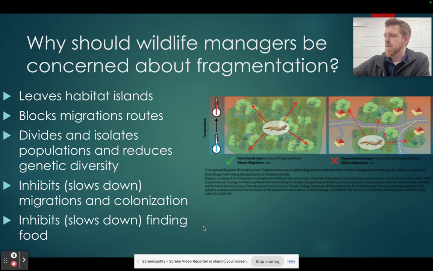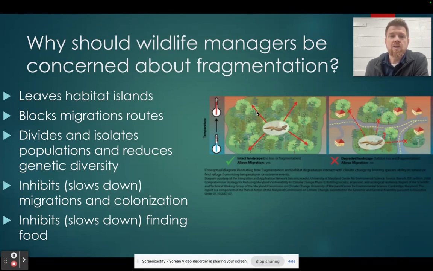All right, moving on to our second page, you should see this diagram at the top of your note sheet. Why should wildlife managers be concerned about fragmentation? I think I mixed up my notes there, but there are a couple of bullet points here. If we notice, here's our original habitat, all intact, continuous. We can also tell the temperature over here, and we can see that it hasn't been fragmented. Here's what happens. One, it can leave habitat islands.